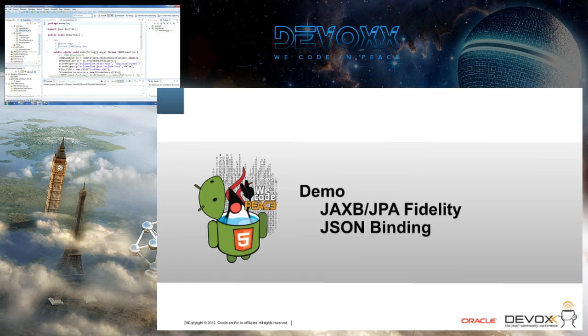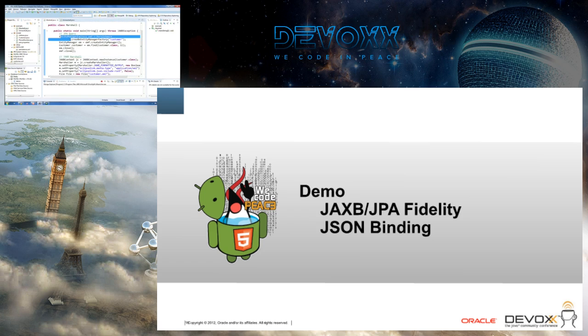So I have customers, addresses, and phone numbers. Customers have a collection of phone numbers, and they have an address. So a very simple object model, okay? And I've got a database here. I think it's MySQL. It's got a single customer in it. And what I'm going to do is create a persistence unit here and go and find customer number 1.